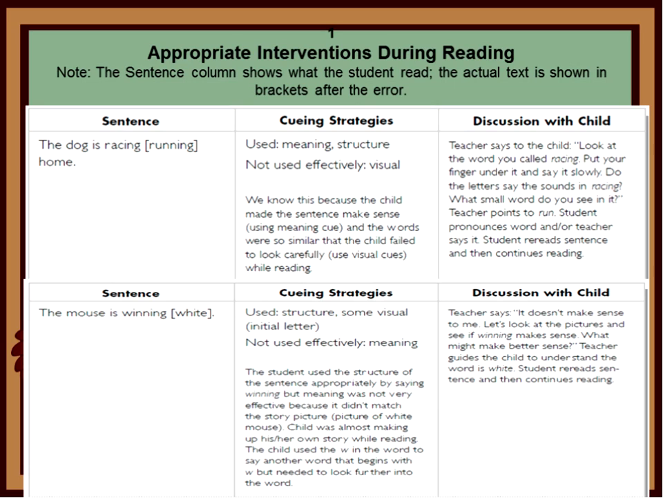Some appropriate interventions during reading. So this is if you are doing a story with the kids and you see that something just isn't quite right. For example, this is an example of a student reading a sentence. They read, "The dog is racing home." In the parentheses and the brackets here, you see the actual word was running.